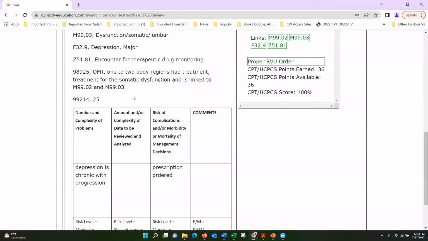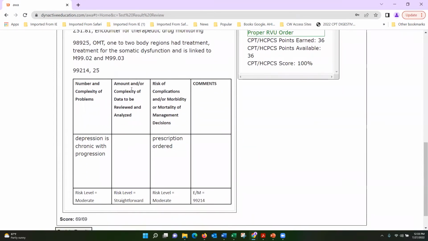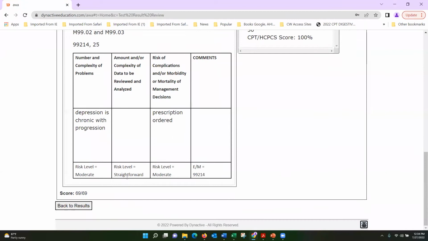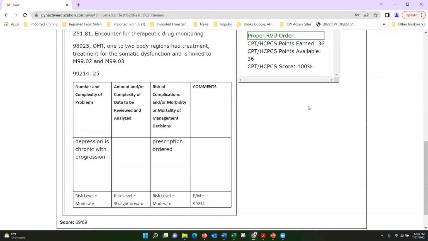All right, so we had an evaluation. We've got to assign our evaluation code. Our depression is considered chronic with progression. That gives us a moderate. Didn't have any data, so we're at a straightforward level. But we did have prescription ordered in our risk, which is probably one of the most common that I have found so far to give us a moderate in risk. So we have 2 moderates and 1 straightforward. We know 2 out of 3, 99214.